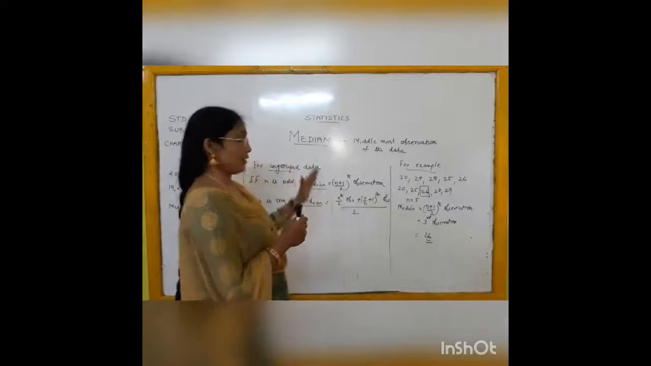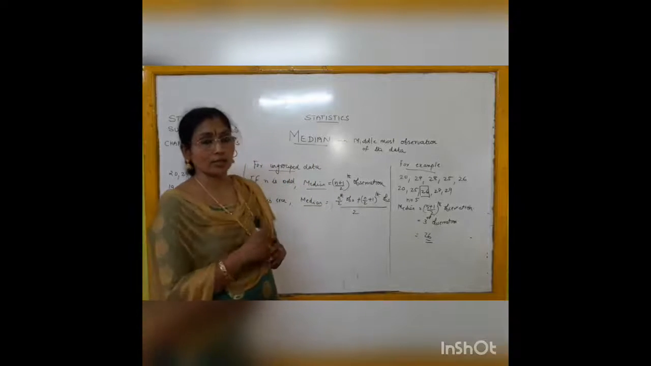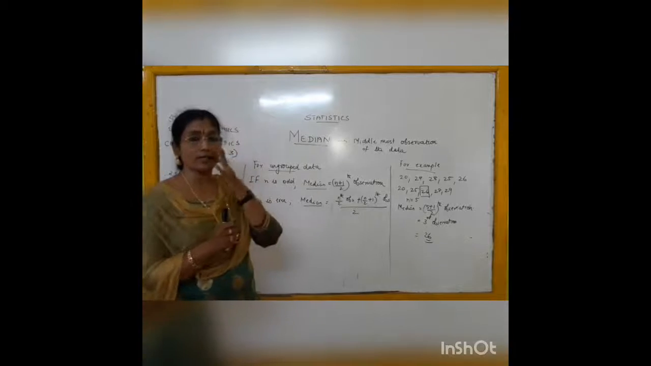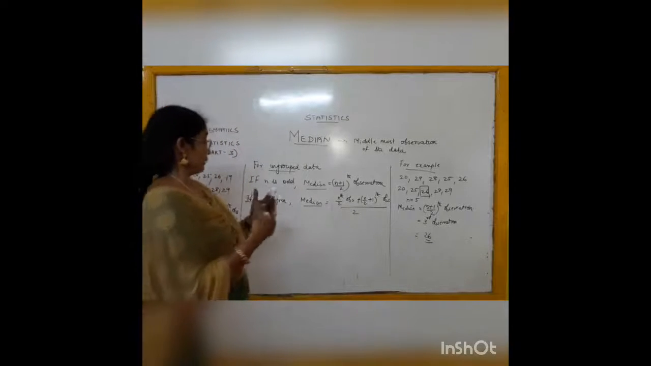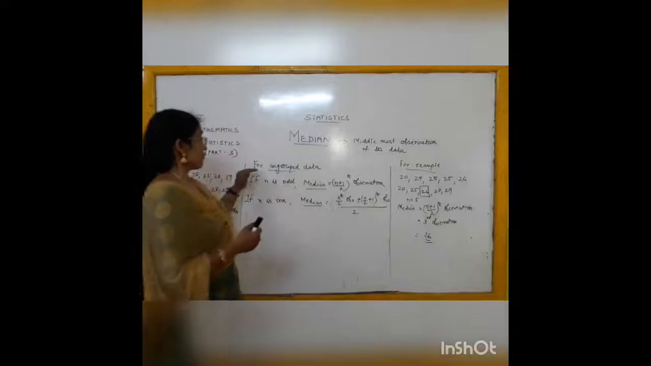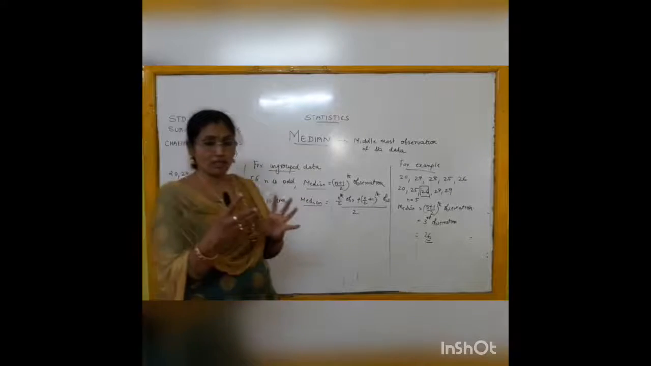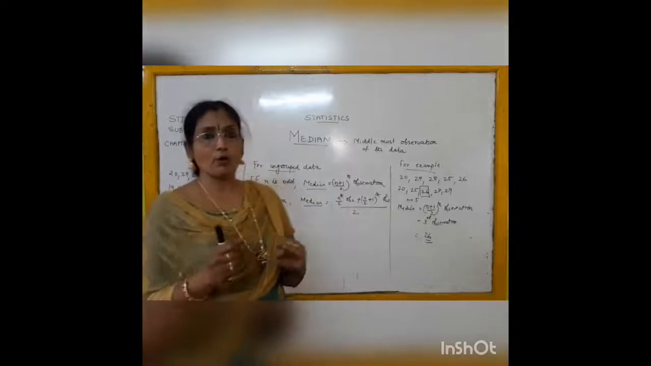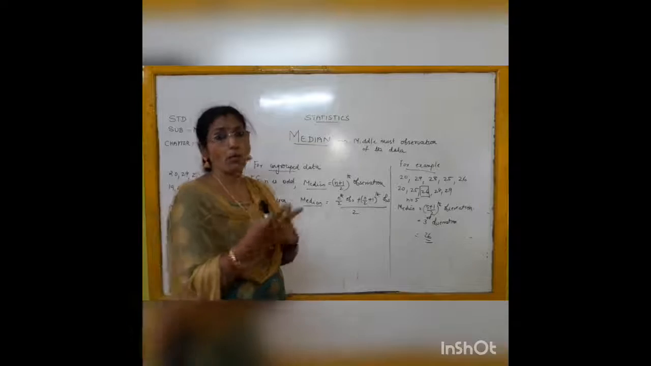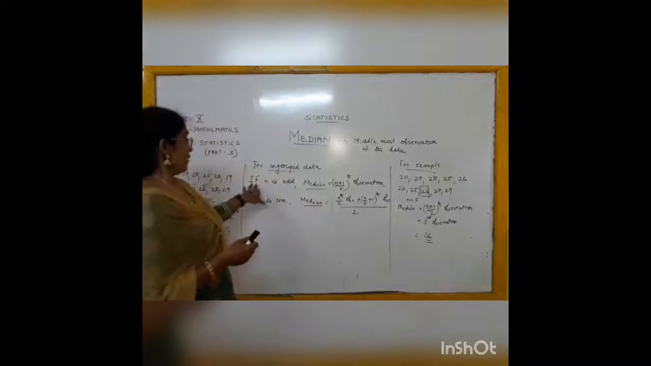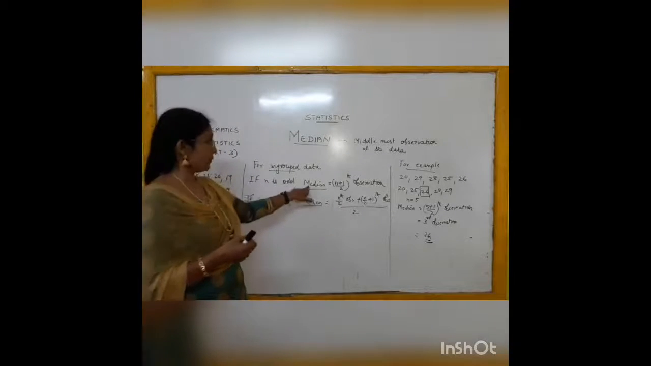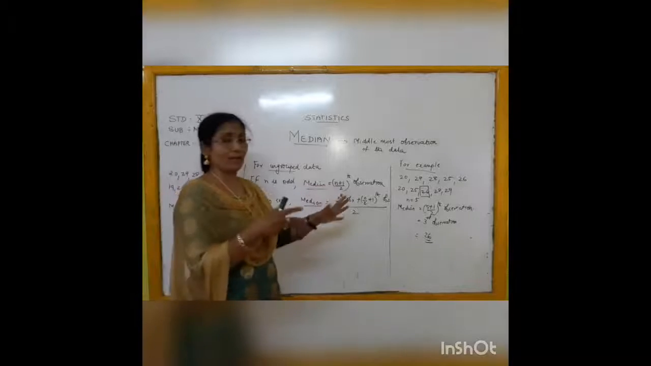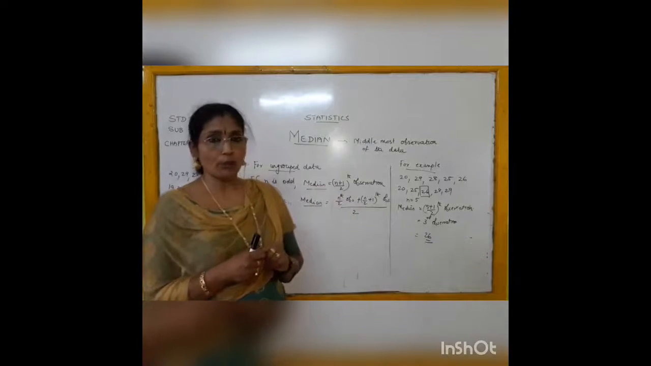But for ungrouped data, there are two cases that you have already learned in the 9th standard. I am going to recall that here again. For ungrouped data, the number of observations can be odd or even. If the number of observations is odd, then the median is equal to the (n plus 1) by 2th observation. You know that.